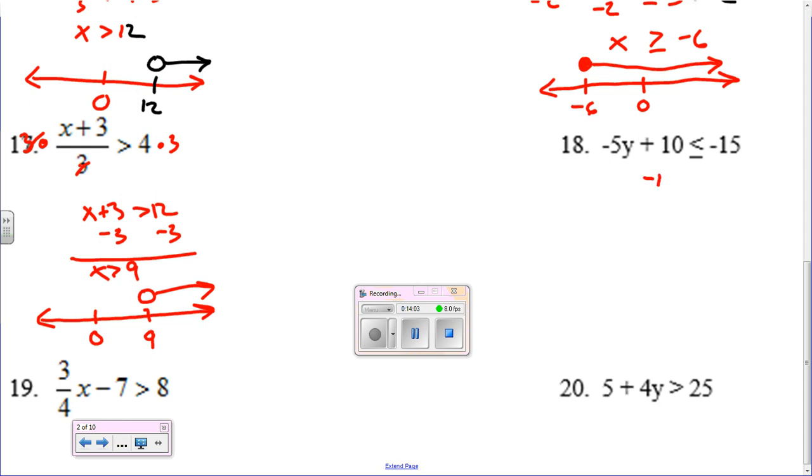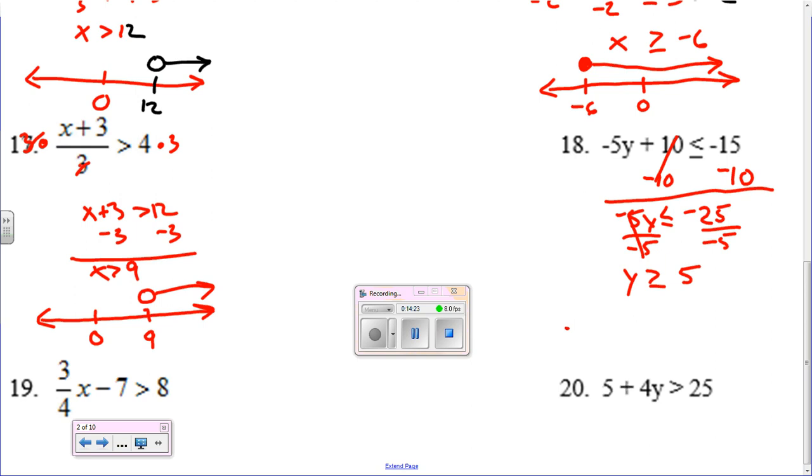Number 18, subtract 10. Subtract 10. Get negative 5y is less than or equal to negative 25. Divide by negative 5. Let's cancel. y is greater than or equal to 5. Flip the sign because we divided by a negative. Negative divided by a negative is a positive. Closed circle, shade to the right.